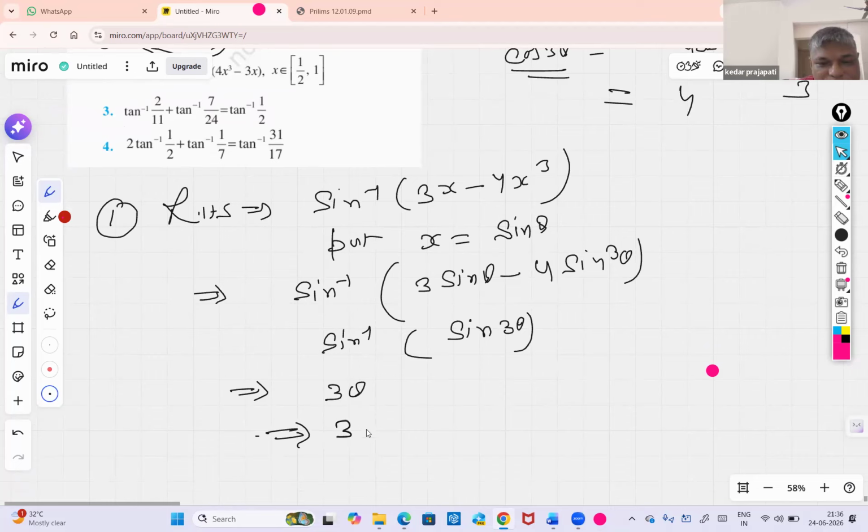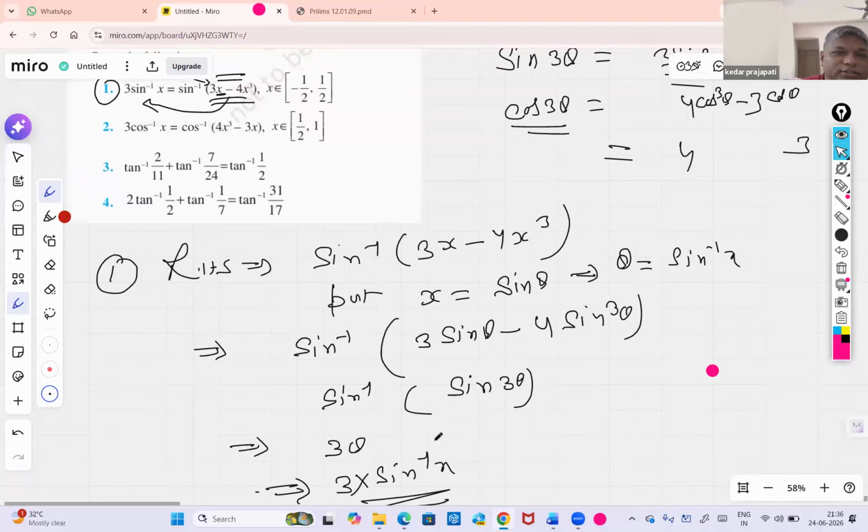This will become 3 into what is theta? You have put x equal to sine theta, which implies theta equal to sine inverse x. So you can put 3 into sine inverse x. This is your answer.